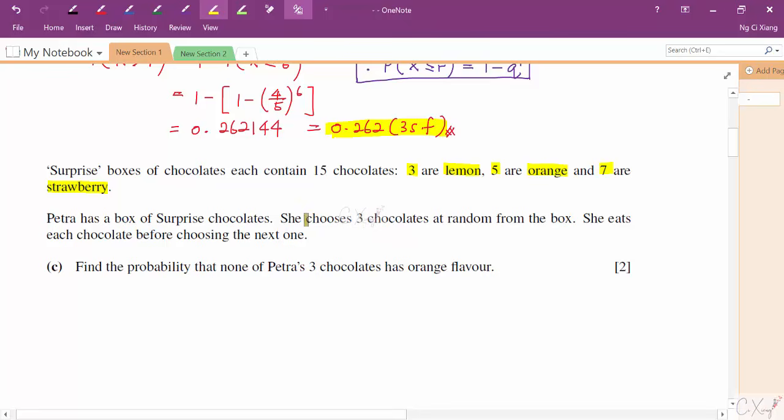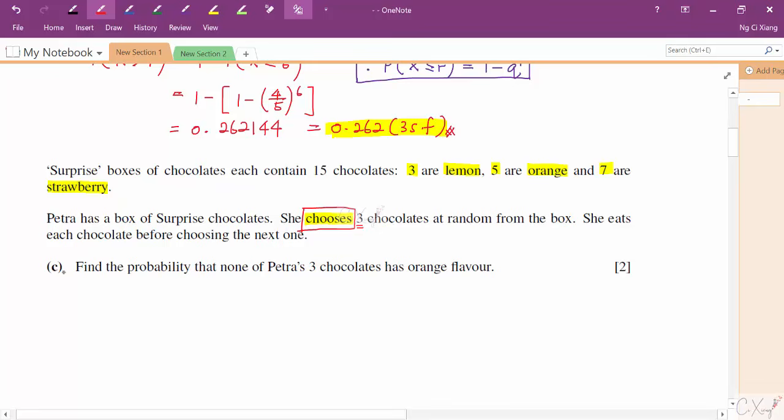Okay, so from here you see the keyword choose. Choose is actually the keyword for combination. That means later you very likely will use nCr to get an answer when they want us to find the probability or the number of ways. So I want to choose 3 chocolates at random from the box. She eats each chocolate before choosing the next one. So this sentence tells us that this is a without replacement case, because after she chooses 1 chocolate, she will eat it. So all the situations here will be the without replacement case.